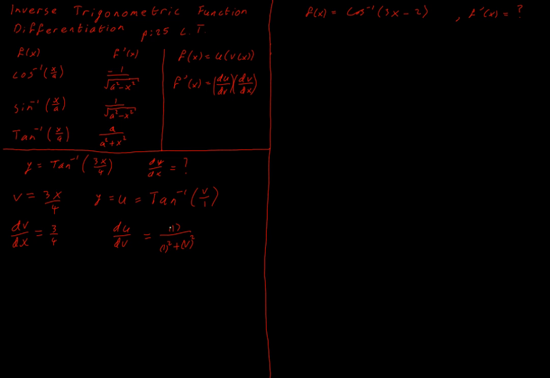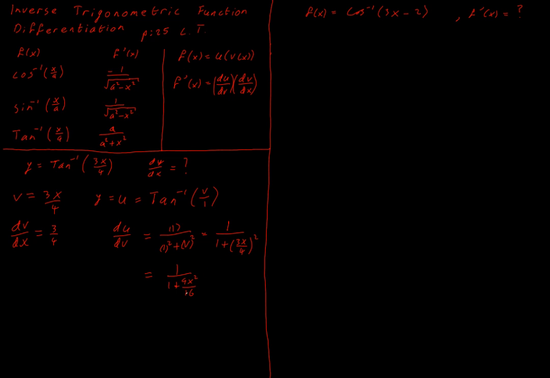And then we don't want this really in terms of v, we want it in terms of x, so we are going to rewrite that as 1 all over 1 squared, which is just 1, plus 3x all over 4 to be squared. We're going to simplify this down a little bit so that we have less mess to deal with when we bring everything together. So we end up with 1 all over 1 plus 9x squared all over 16.